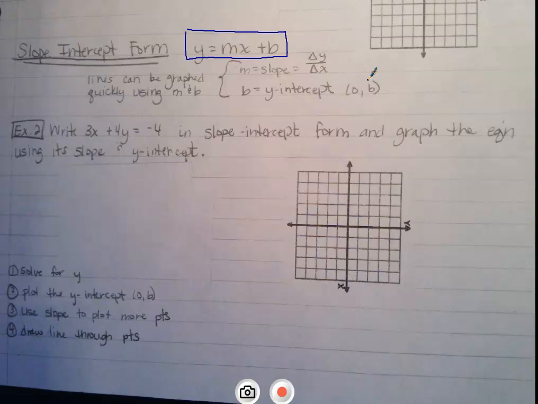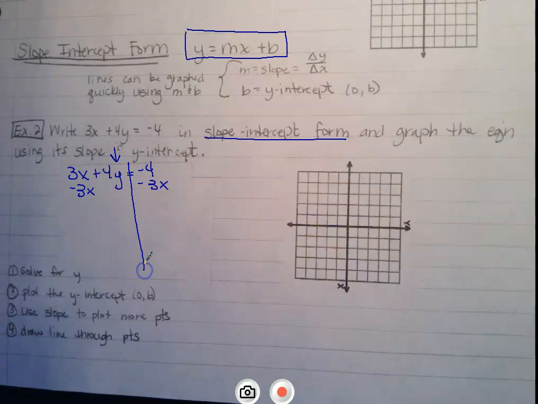So example 2, we're going to write 3x plus 4y equals negative 4 in slope-intercept form. And then we're going to graph the equation using its slope and y-intercept. So we've got to get it in that form, which just means we're going to manipulate the equation, move things around. We want the y, so what are we going to do? We need to subtract 3x from both sides, right? When I'm talking about both sides, I'm talking about both sides of the equal sign.